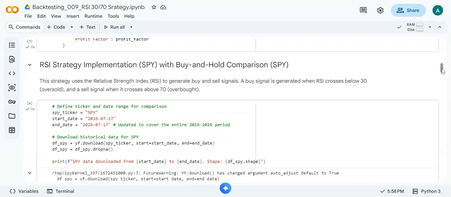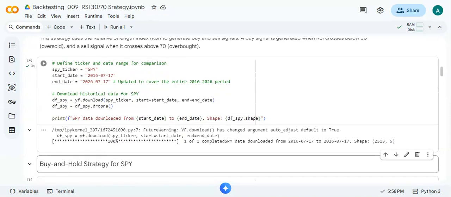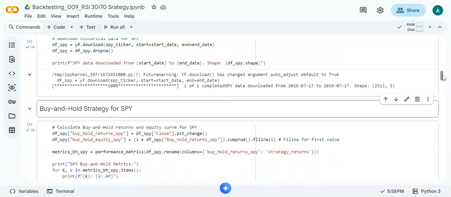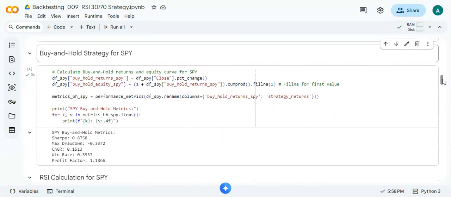We are using this for 10 years, 2016-2026, as usual the most available data for the S&P 500. We are using again the closing prices from Yahoo Finance. Next we also have a buy and hold strategy for the S&P 500.